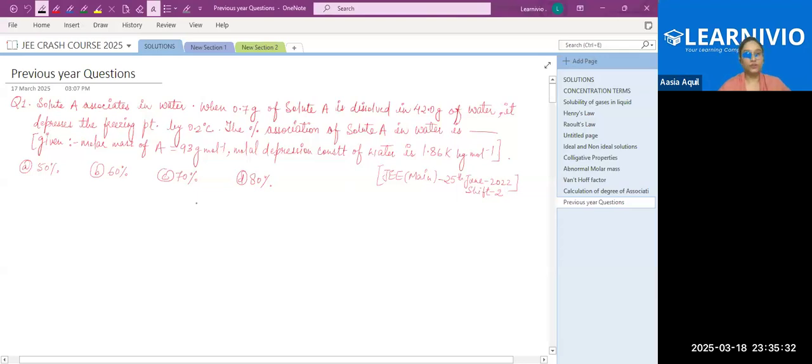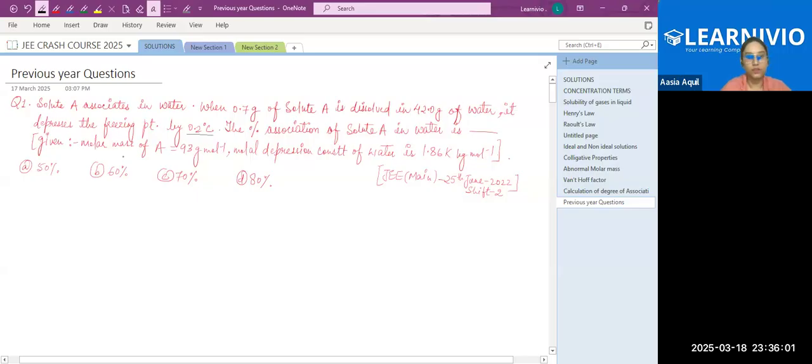So first question: solute A associates in water, right? When 0.7 gram of solute A is dissolved in 42 gram of water, it depresses the freezing point by 0.2 degrees Celsius. You have to tell me the percentage association of solute A in water.